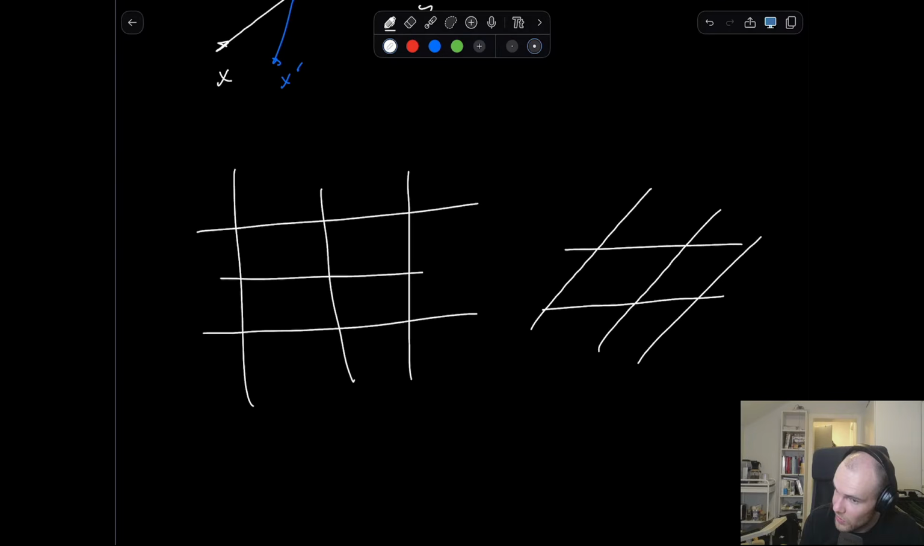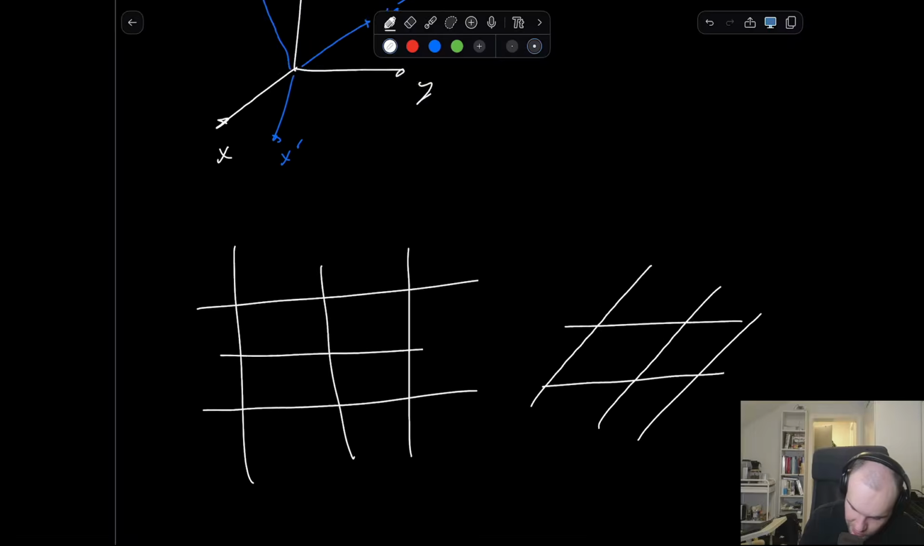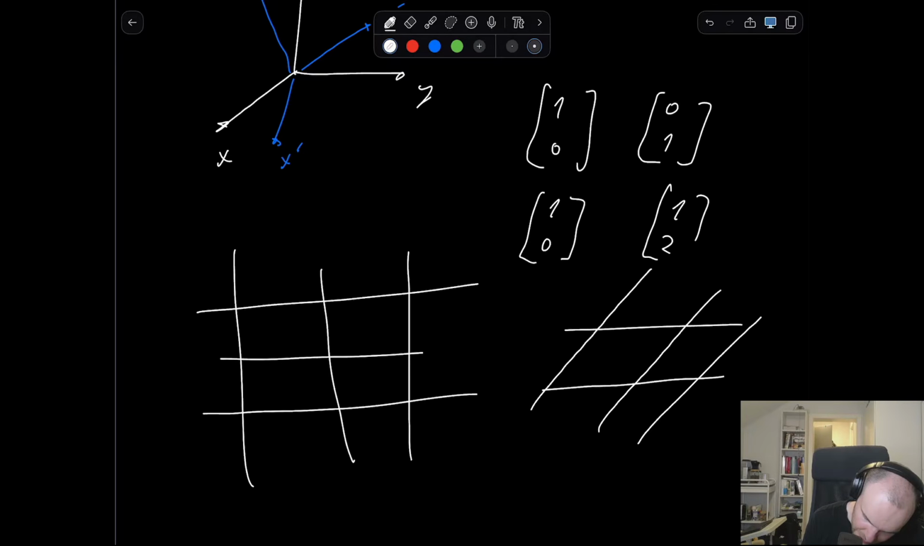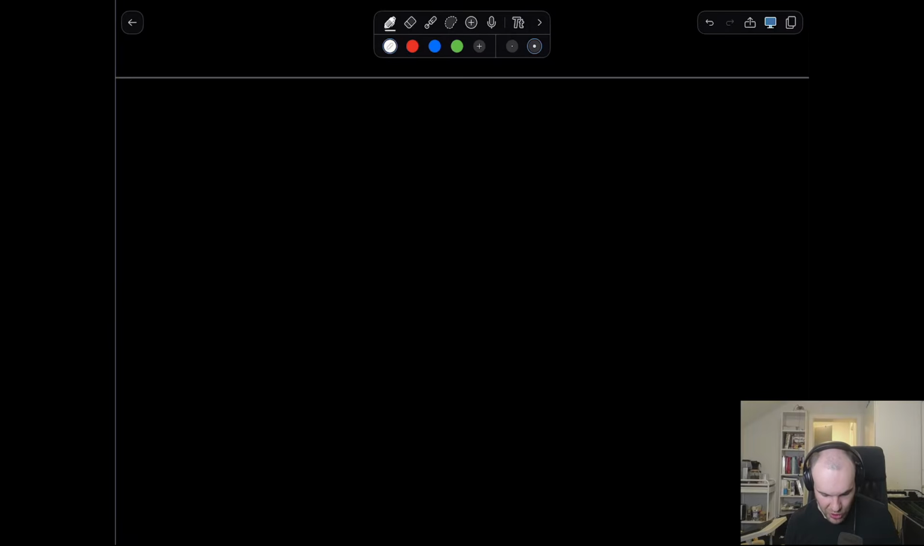You will see it in one of the examples because they don't need to be 1, 0 and 0, 1. They could equally be 1, 0 and maybe 1, 2, for example. Those are just different bases. So for every y, there's 2 of x here, right? You can see that. Okay, so that is the motivation here.